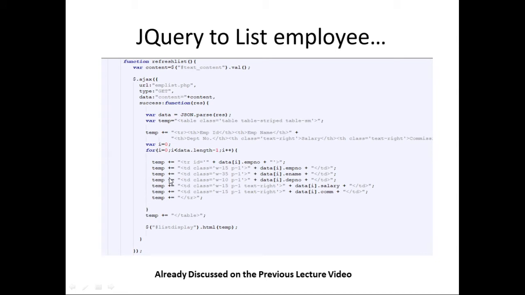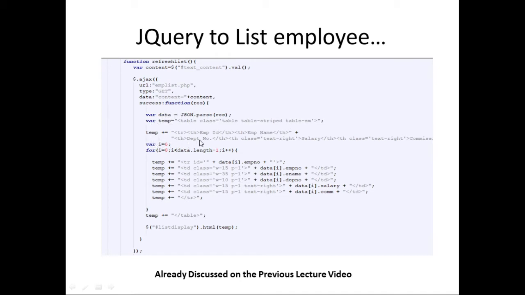Then we also have the jQuery to list the employees. So we have the function refresh list. We get the value of a text box. And with Ajax, we're going to open the URL of emplist.php. We use the get method, and we pass the contents of this to that file using the get method. Once it is successful, we retrieve the output of this file, which is actually a string representation of the JSON data. So we retrieve that using data.